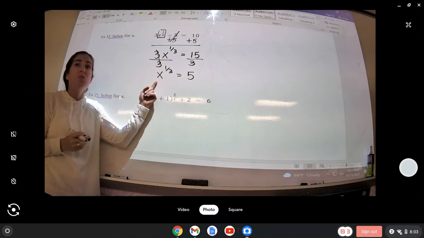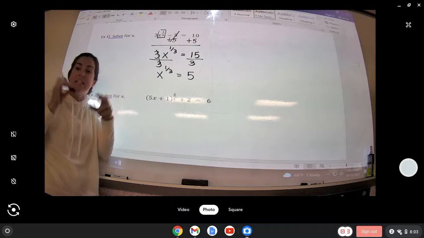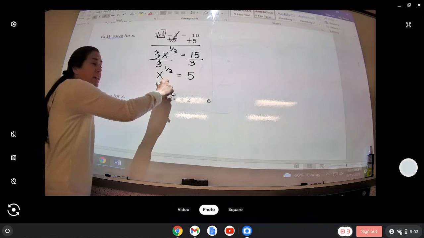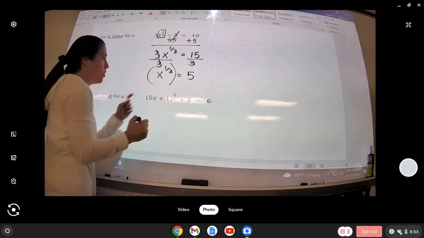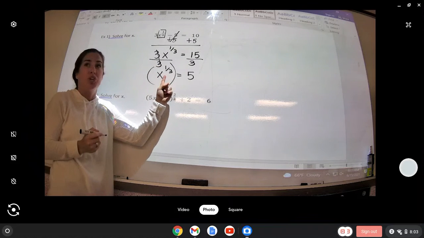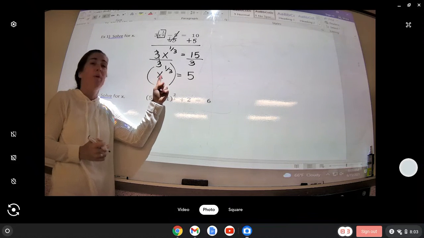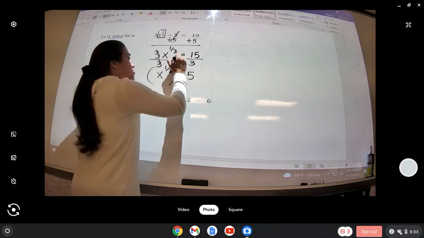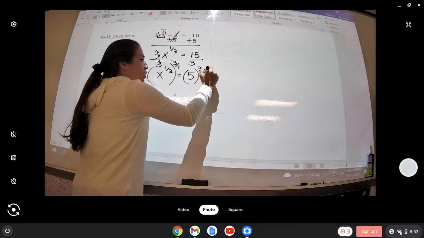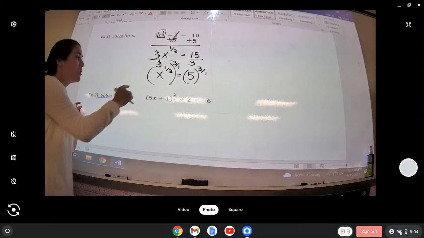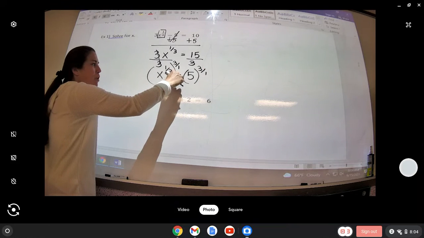Now, guys, remember, x to the 1/3 is really the third root of x raised to the first power. It's a radical in disguise. So we're going to raise it to a power to get rid of this exponent. So what power do I want to raise 1/3 to make it cancel out and go away? The reciprocal of 1/3. We're going to raise it to a power of 3/1. And then I'm going to raise this side to a power of 3/1. All right, so guys, when you do this, this is going to become x to the 1/3 times 3/1.